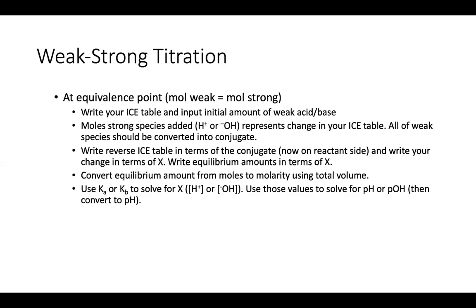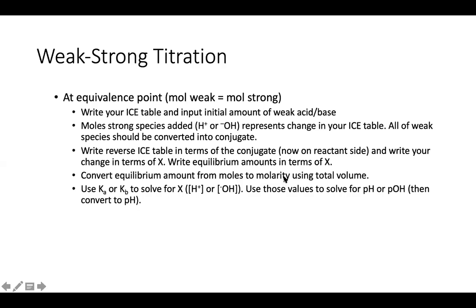And so you'll write your ice table and you'll write your change in terms of X: plus X for products, minus X for reactant, and you'll write your equilibrium amount in terms of X. Now this next step is super important, and I think people forget about it a lot. When you have your equilibrium amounts of X, realize that in titration questions up to this point, we use moles. But to go further and eventually solve for X, we need to convert our equilibrium amount of moles to molarity.